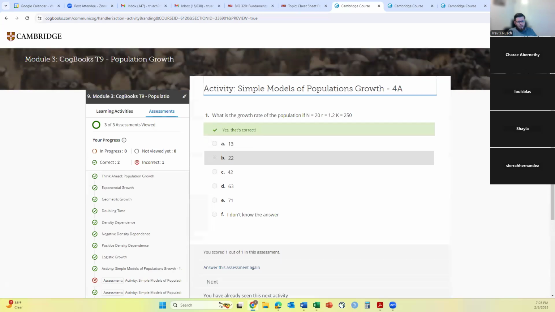Okay, and then this activity is a calculation. So if it gives us N, R, and K, which model are we going to use? Logistic. Yep, we got K, so we know that that's going to be the logistic. And we plug it into the equation that we'll have on our cheat sheet and do simple math and use our calculator or by hand, however you want to do it. And we can calculate in that equation that it would be 22 here.